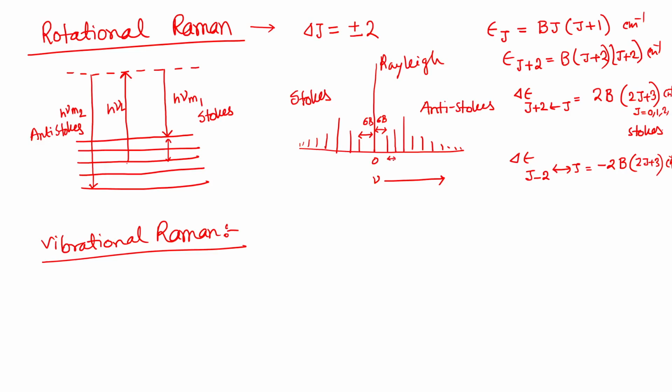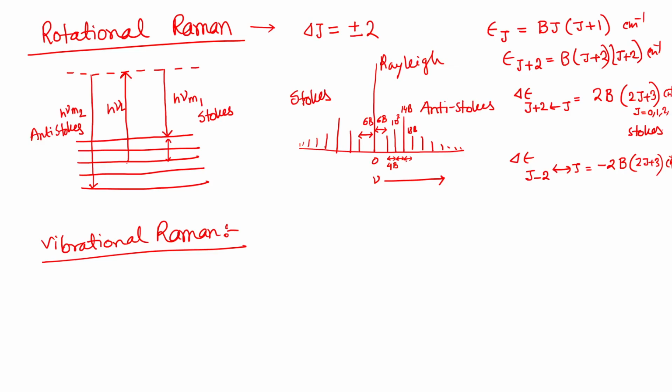And then onwards, the gap is going to be equal on both sides, and that gap is going to be 4B. The next line will come at 10B: J equals 1, 2 plus 3 is 5, 10B. Then J equals 2: 2 into 2 is 4, 4 plus 3 is 7, 7 into 2B is 14B. Then 18B: 3 into 2 is 6, 6 plus 3 is 9, 9 into 2B is 18B.